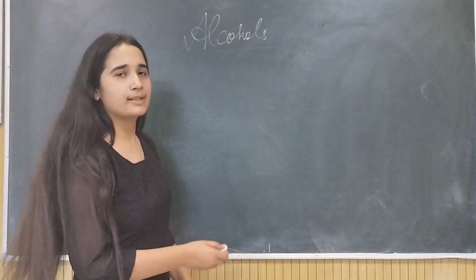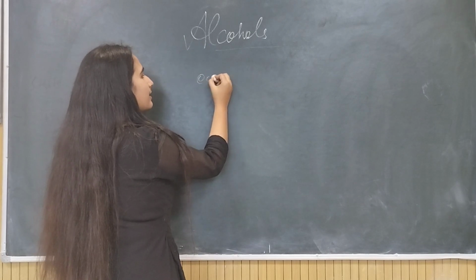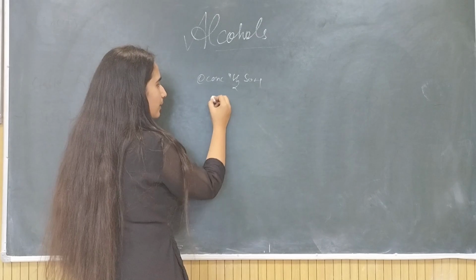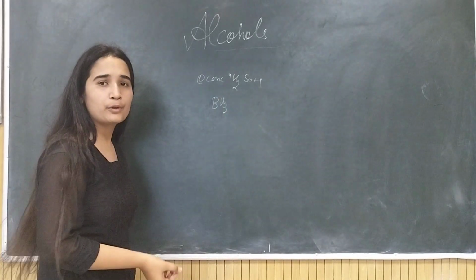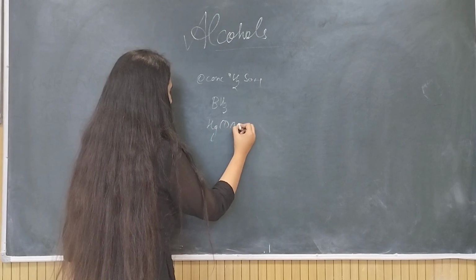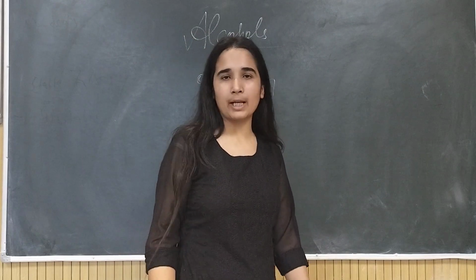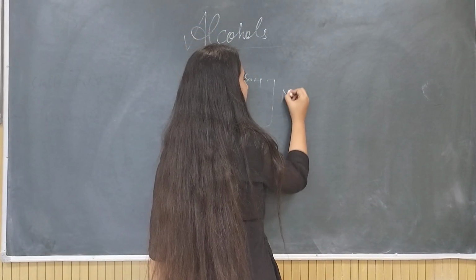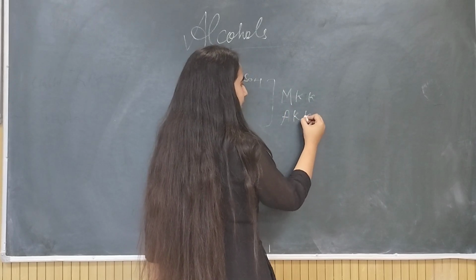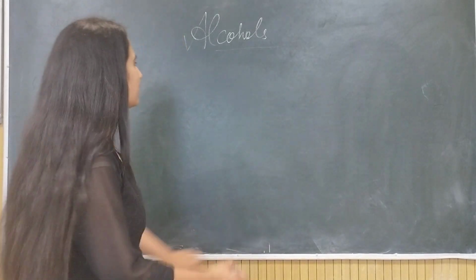So we are going to discuss three mechanisms. The first mechanism is with concentrated H2SO4, the second one is hydroboration oxidation, and the third one is oxymercuration demercuration. In these three mechanisms we are going to discuss two types of rule. First is Markovnikov's rule and the second one is anti-Markovnikov's rule. So let us discuss the mechanisms one by one.